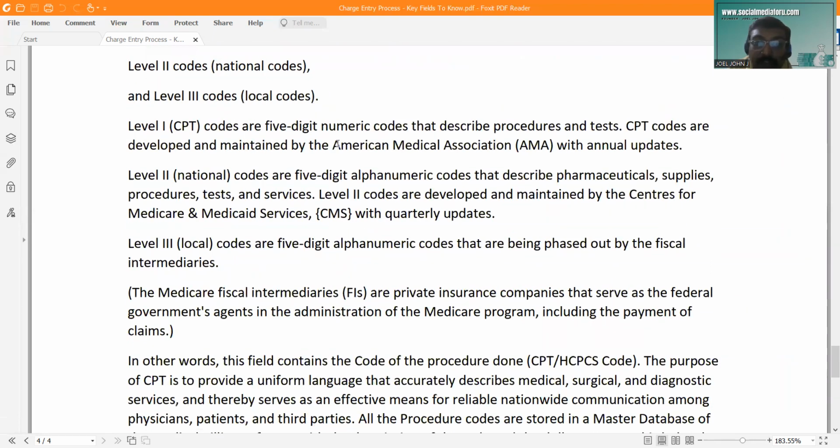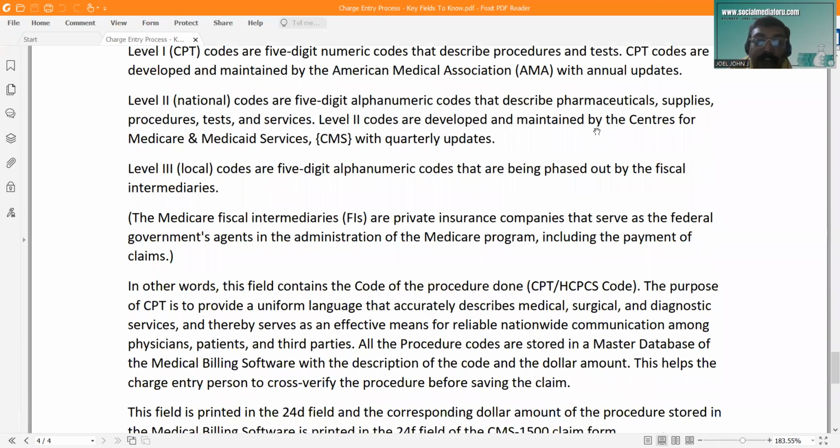Level 1 CPT codes are 5-digit numeric codes that describe procedures and tests. CPT codes are developed and maintained by the American Medical Association, AMA, with annual updates. Once a year, they update the CPT codes, and who does that is the American Medical Association, in short called AMA. This is an important question for senior level people.